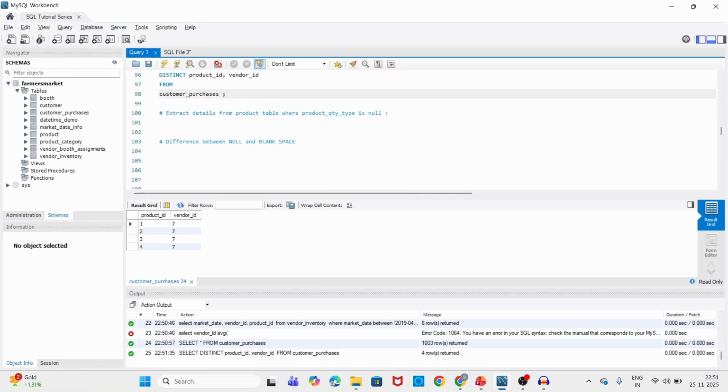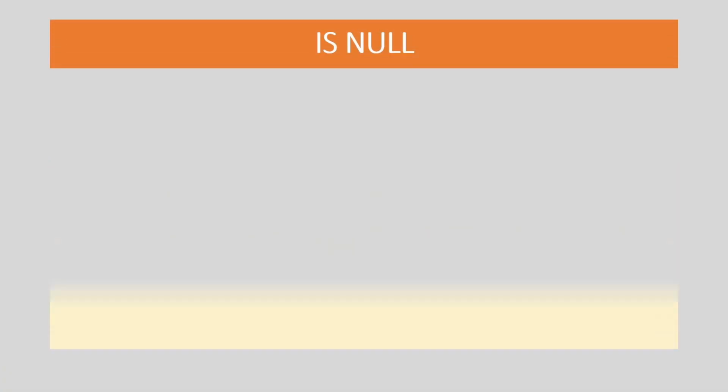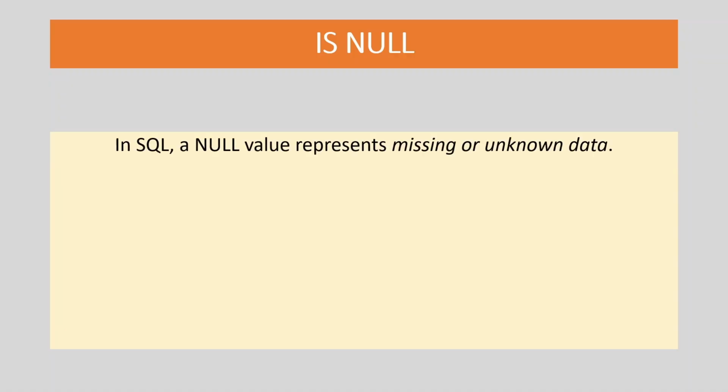Now the second most important function we're going to see is the is null function. What is the is null function? In SQL, a null value represents missing or unknown data. For example, in the table you have customer ID and vendor ID, but the quantity which was purchased by the customer is not mentioned.